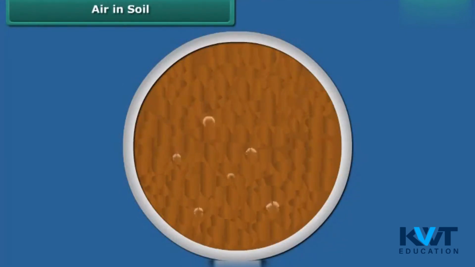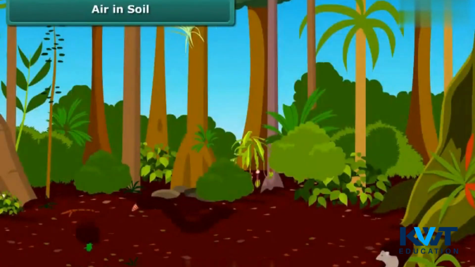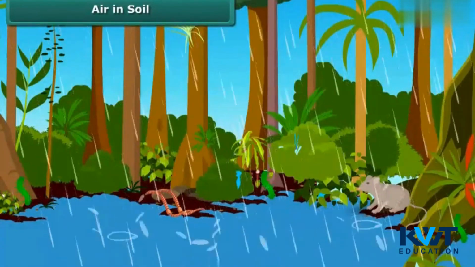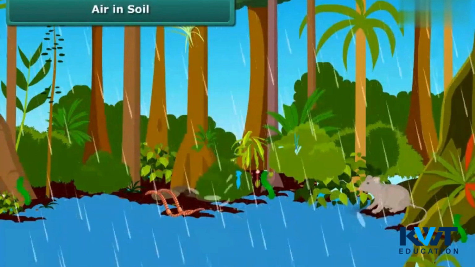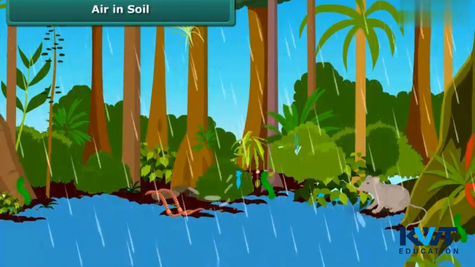When water is added to the soil, it replaces the air present in the soil. The air in the soil comes out as bubbles. The organisms living in burrows and holes of the soil use this trapped air to breathe. During the rainy season, when water fills the burrows and holes, these animals have to come out for respiration.